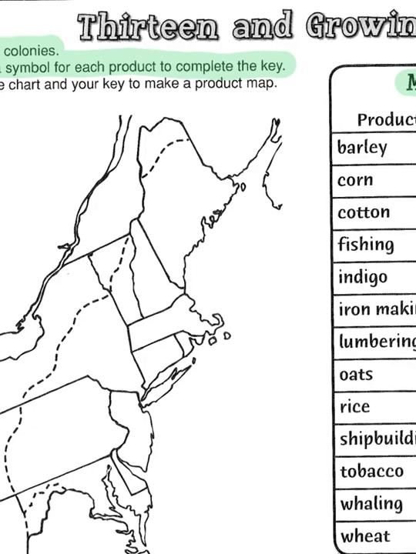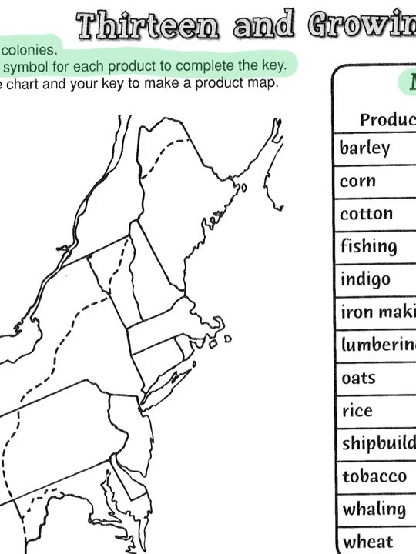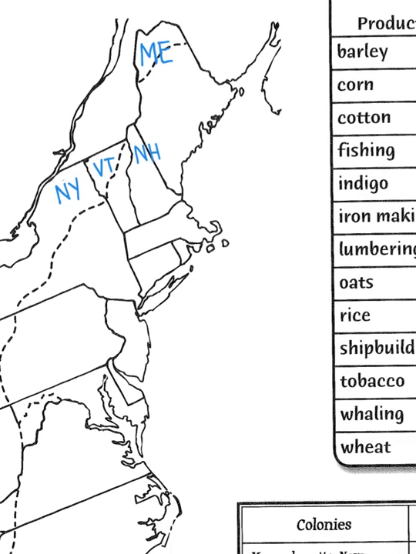I know that this state up here is Maine, and the abbreviation for Maine is ME. Then, I'm going to move down to New Hampshire, NH, Vermont, VT, New York, NY. Now I've got a couple of my states over here. I've got Massachusetts, which is MA.